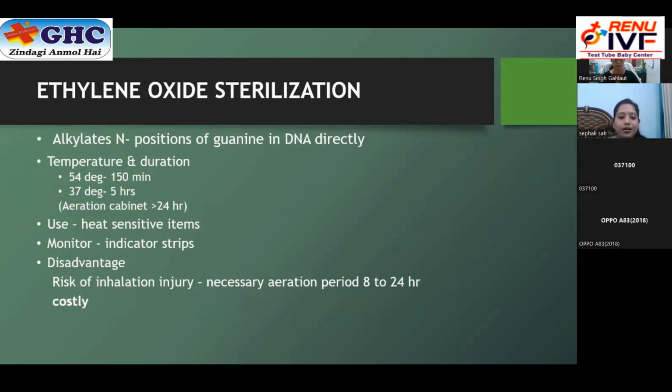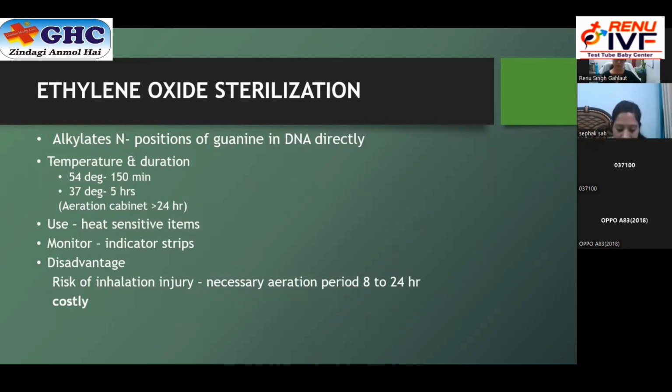ETO, as you know, in our OT setup, ETO is commonly used because it is one of the best ways to sterilize the instrument, although it is costly. How does it act? It acts by directly alkylating the N7 position of guanine in DNA. The temperature and duration required is 54 degrees Celsius for 150 minutes and 37 degrees for 5 hours. Aeration cabinet is 24 hours.